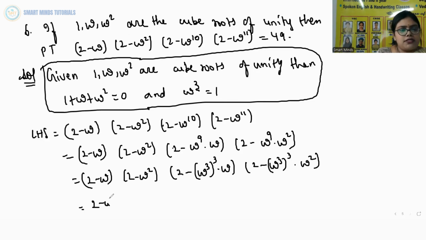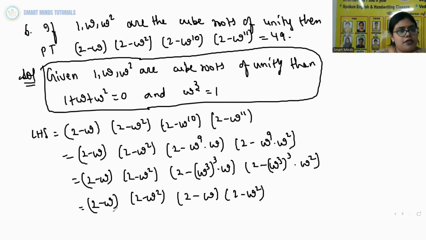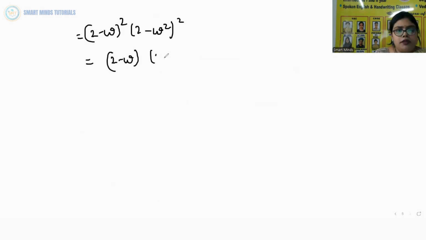So we can write it as 2 minus omega into 2 minus omega square into 2 minus 1 cube is 1. 1 into omega is omega. The same way minus omega square. Now you can see you got 2 minus omega 2 times and 2 minus omega square also 2 times. So we can write 2 minus omega whole square into 2 minus omega square whole square. Or this I can write 2 minus omega into 2 minus omega square whole square.